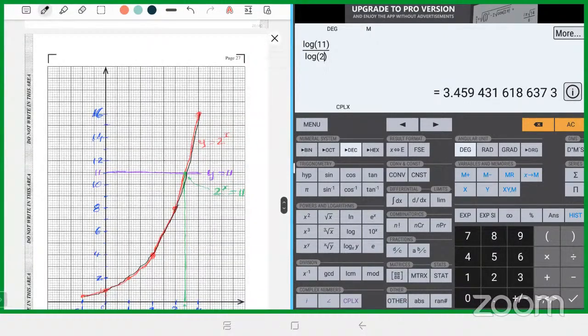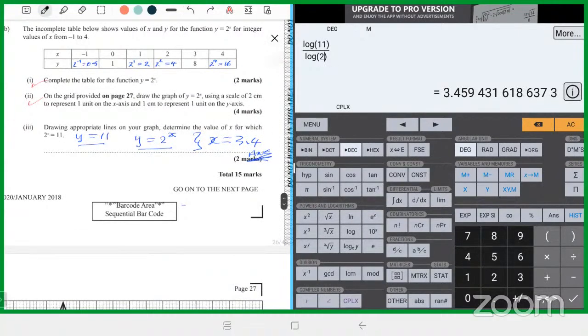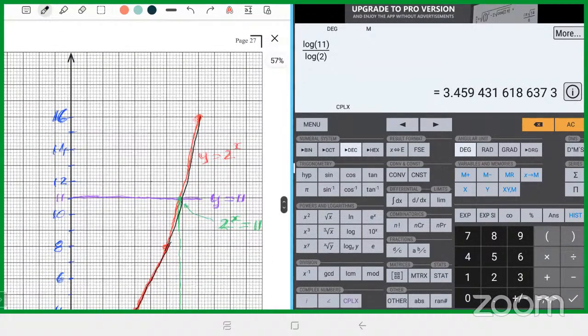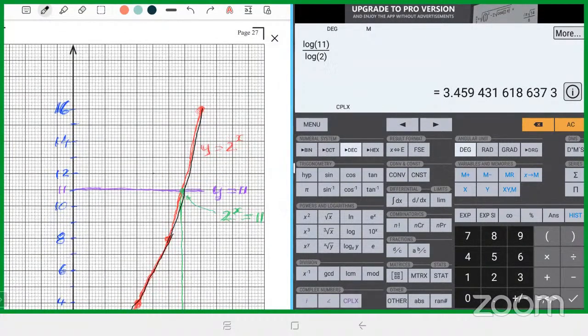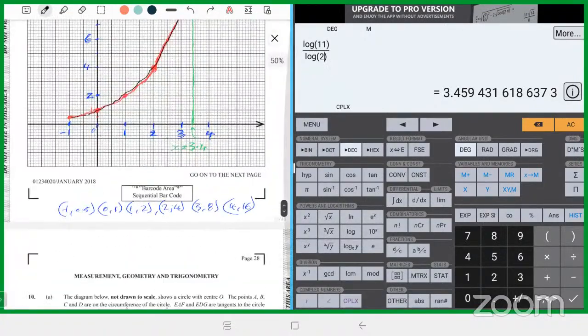All right. So the 3.4 that I wrote here is a good answer, but I think a better answer would be 3.5. So if you draw it and get 3.5, no problem. But 3.4, you will still get your marks. I think that finishes this paper for us.